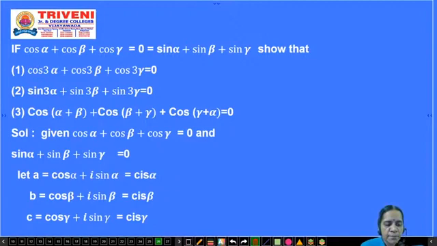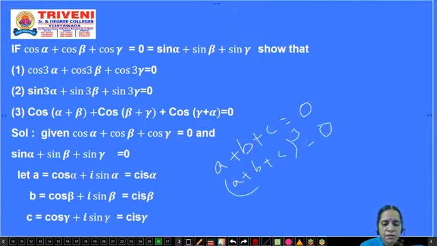Then A plus B plus C is equal to, we have to add these three values. A plus B plus C is equal to 0. Then cubing on both sides, A plus B plus C whole cube is equal to 0. What is the formula here? A cube plus B cube plus C cube minus 3ABC is equal to 0. Then A means cos alpha plus i sin alpha, and B means cos beta plus i sin beta, and C means cos gamma plus i sin gamma.